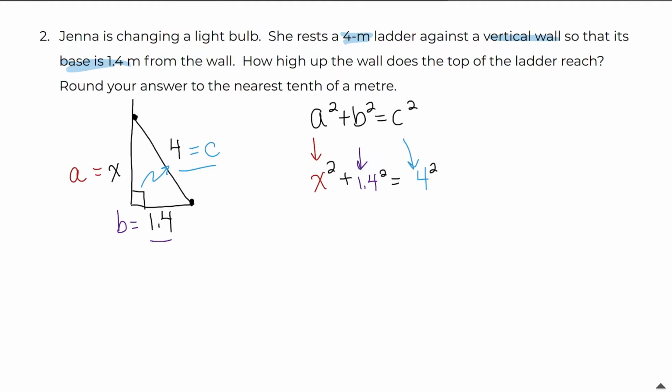So this stays x squared right here. And then I have to figure out, well, what's 1.4 squared? What do I get when I multiply 1.4 by itself?